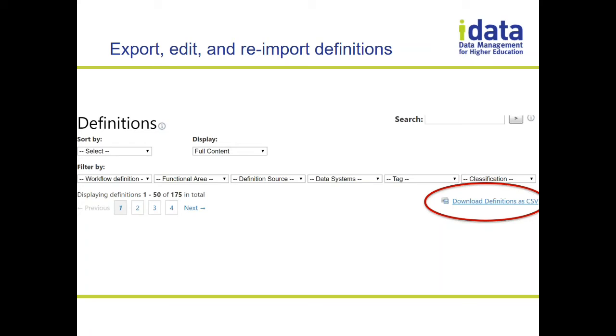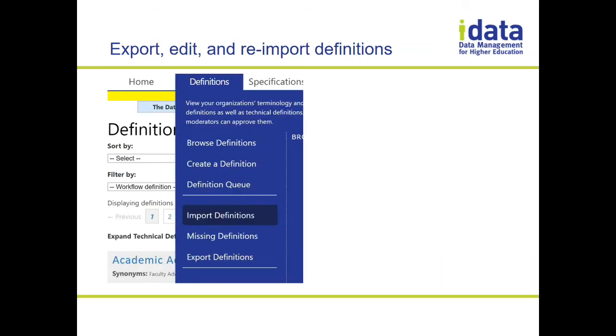So I can get the definitions that I want from my browse page, again, using filters and search criteria, and export them as a CSV, right? I've always got that little link on the right-hand side at the top of the browse page. Once I've got them in a CSV, I can edit them in Excel, right? So if I want to change all the functional areas, if I want to add a tag, if I want to make other changes throughout, right?